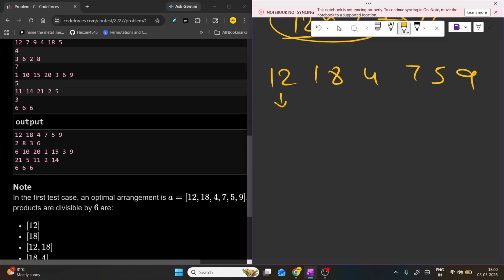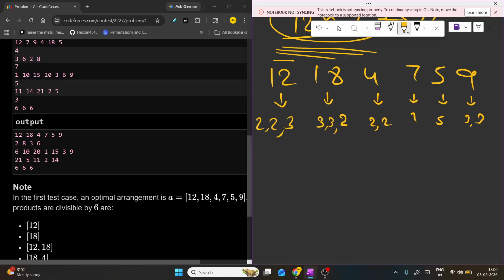Now let us just write the prime factors of this: 2, 2, 3, 3, 3, 2, 2, 2, 7, 5, 3, 3. Now we can see that any subarray that consists of 12 would always be divisible by 6. So this element would be divisible by 6. This subarray would be divisible by 6. This subarray would be divisible by 6. This subarray would be divisible by 6. This subarray would be divisible by 6 and this subarray would be divisible by 6.